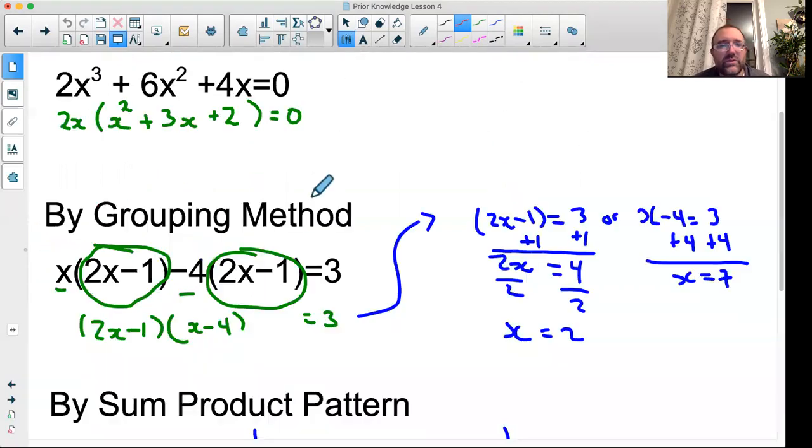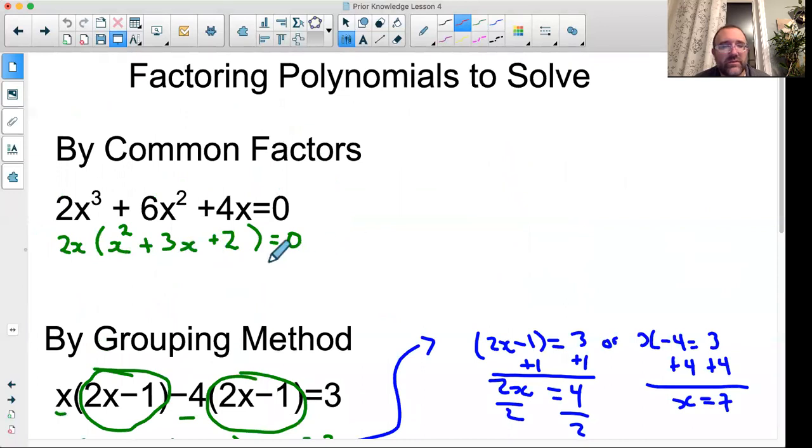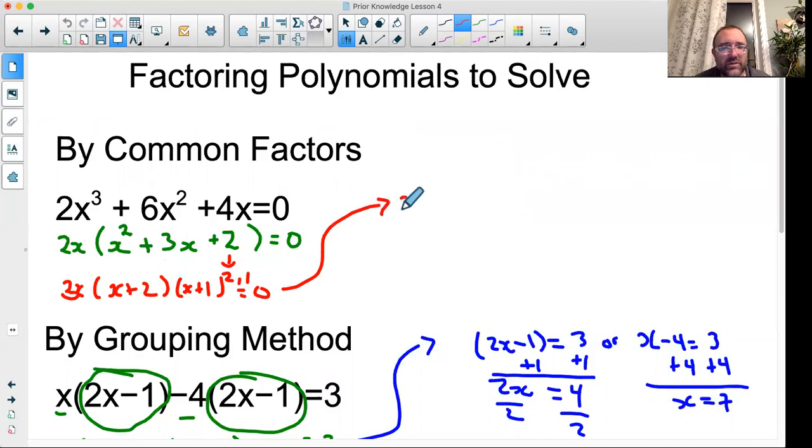So going back to the first one earlier, what would be the final answer for this one? We factored it, and you will realize that the only factor for 2 is 2 and 1. So that would mean 2x times x plus 1 times x plus 2 equals 0. Now we have 3 solutions in this case because of this 2 in front. So what's going to happen is you put 2x equals 0, x plus 2 equals 0, and x plus 1 equals 0.